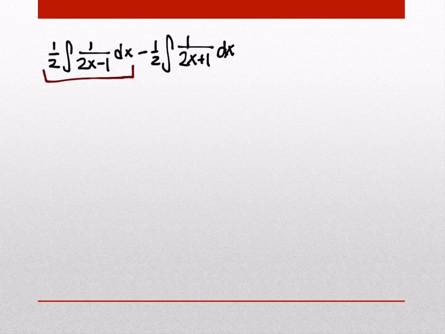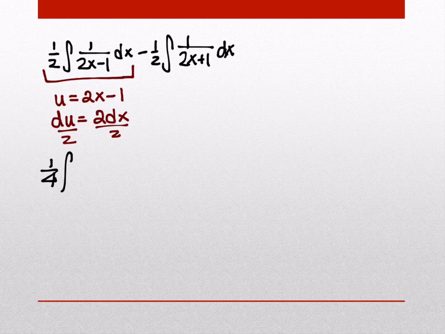What do I have to do in order to find the antiderivative of this? Okay, what would you like your u to be, Seth? 2x minus 1. I agree. What would du be? 2 dx. And I don't have a 2, so I'm going to have to divide the 2 to the other side. So now I've got a 1/4 integral of 1 over u du. What is that? That's a natural log. 1/4 the natural log of the absolute value of u.